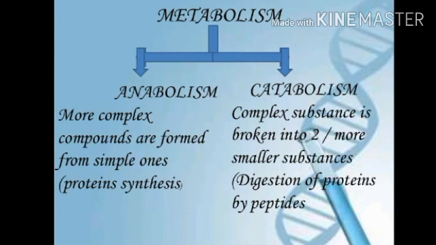Catabolism, where complex molecules break down into two or more smaller components, is called a catabolic pathway. As we see in digestion, carbohydrates or starch are broken down into glucose units. Proteins are converted into amino acids. These are examples of catabolism.